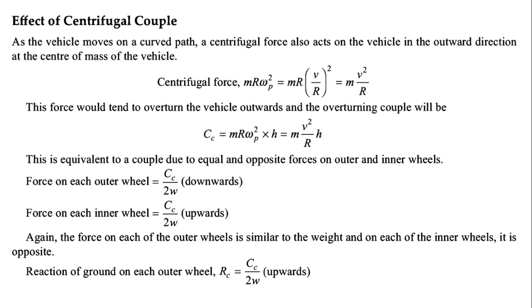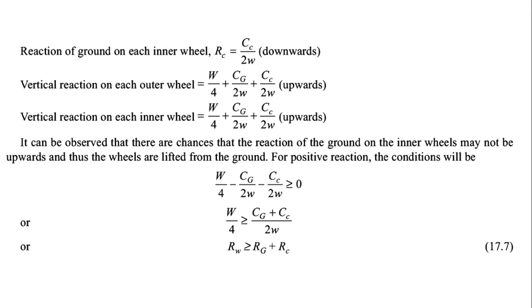So the reaction of the ground on each outer wheel, Rc, will be equal to Cc divided by 2w, that will be upwards. Then the reaction of the ground on each inner wheel, Rc, equal to Cc by 2w, will be downwards. Therefore the vertical reaction on each outer wheel will be w by 4 plus Cg by 2w plus Cc by 2w, that is upwards. Whereas the vertical reaction on each inner wheel will be w by 4 minus Cg by 2w minus Cc by 2w.